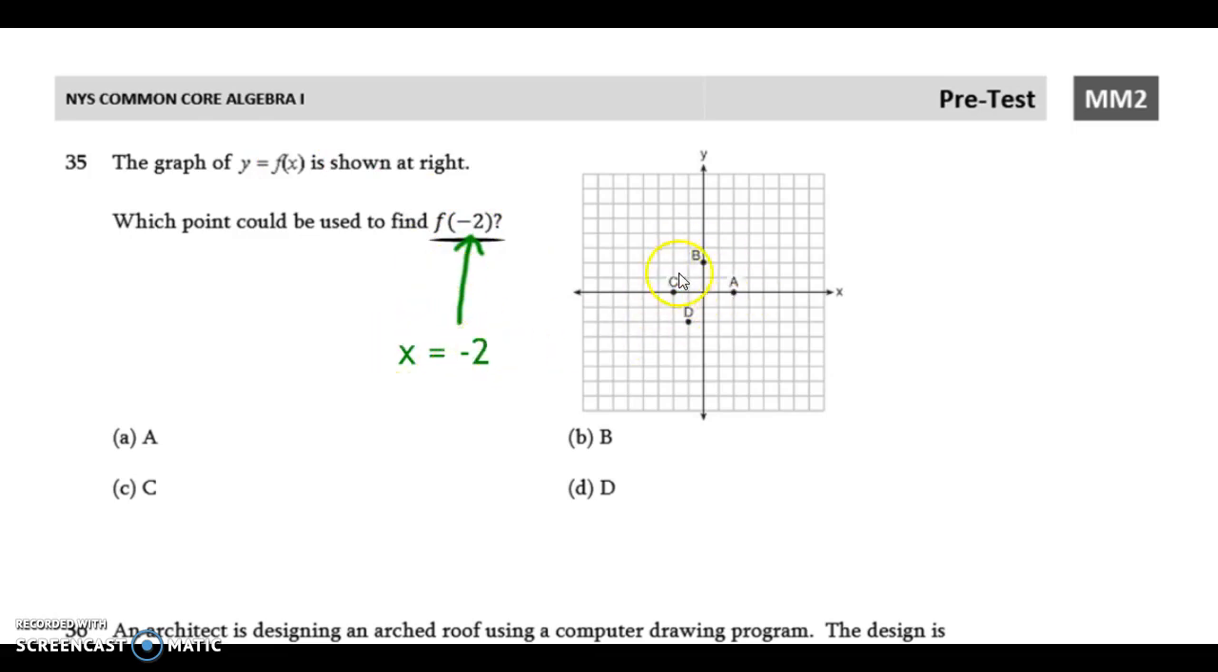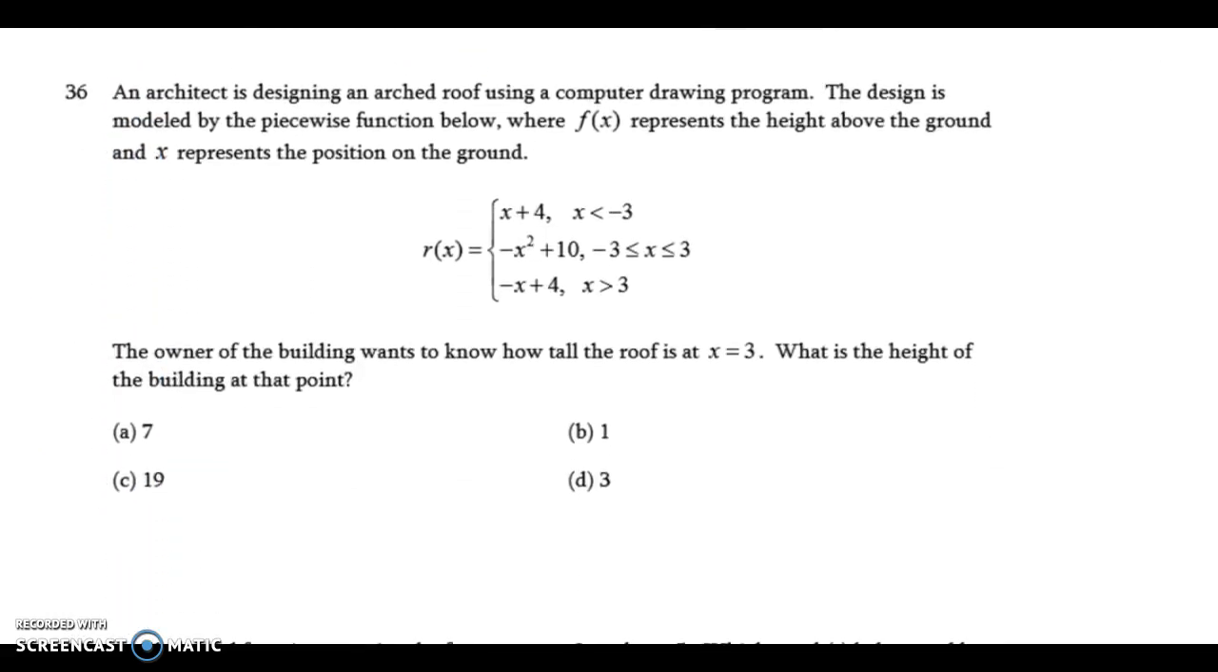Looking at the points, I can see that there's only one point, that's point C, that has an x value of negative 2. A has an x value of positive 2, it's here 1, 2 away from the origin. B has an x value of 0. D has an x value of negative 1. C has an x value of negative 2 because it's minus 2 from the origin. So if x is equal to negative 2, the point must be point C. Conveniently, choice C.